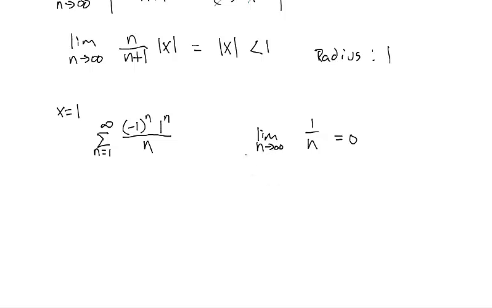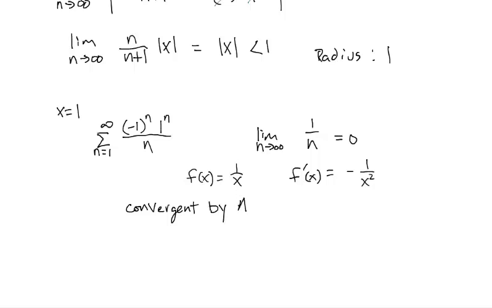So since our limit is 0, now what we need to do is make sure that b sub n plus 1 is less than b sub n. And as our denominator continues to get bigger, our overall number is going to continue to get smaller. And if you wanted to prove it, we could say that f of x is equal to 1 over x. f prime of x is equal to negative 1 over x squared. And since the first derivative is always negative, then we know that all of the b sub n plus 1's are going to be less than the b sub n's. So this series here at 1 is convergent by the alternating series test, AST.